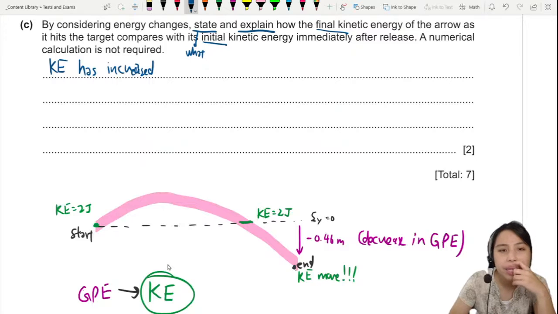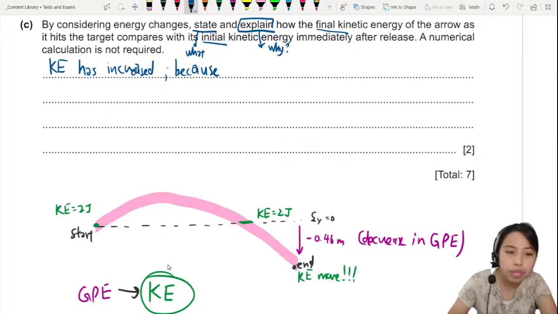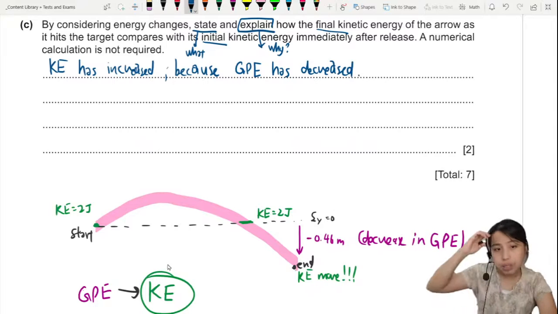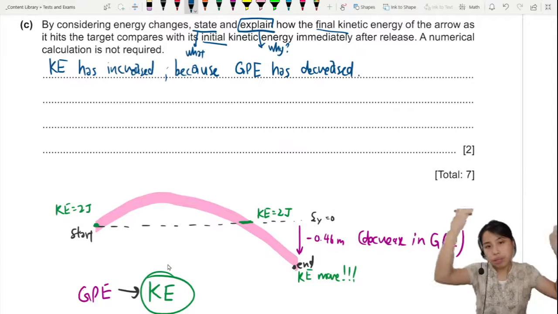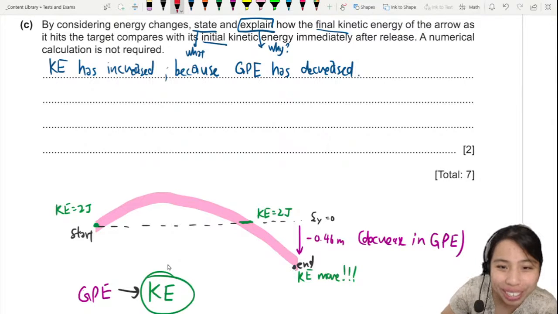Okay, this is the final one. But we need to explain. Now this explain, when you see the word explain, they're asking you why. Why you say increase? So we have to say, because we go below. Must talk about GPE. So because the GPE has decreased. So KE increases. GPE becomes KE.